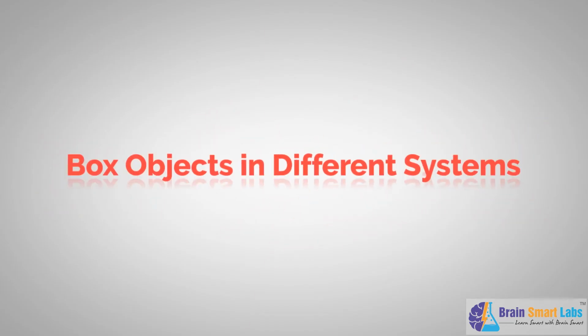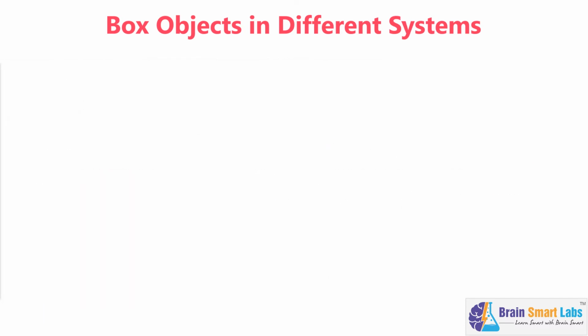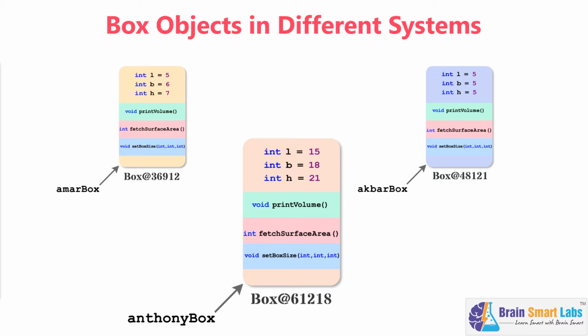Guru, I have a doubt. Box objects created in different PCs, will it be the same or will it vary from system to system? Box objects in different systems. Consider a box template which is copied and pasted in different systems of Amar, Akbar and Anthony. The overall states and behaviors present in this class are known as members of the class box. Now when Amar, Akbar, Anthony create their own box objects in their own machines, Amar will get his own box object on his laptop, Akbar will get his own box object on his desktop, and Anthony will get his own box object on his server.